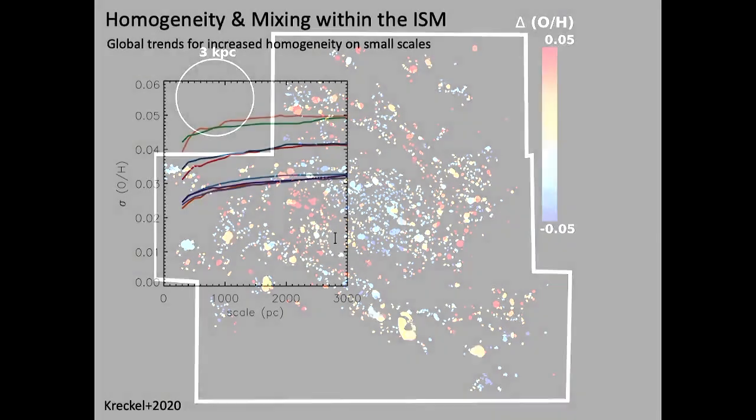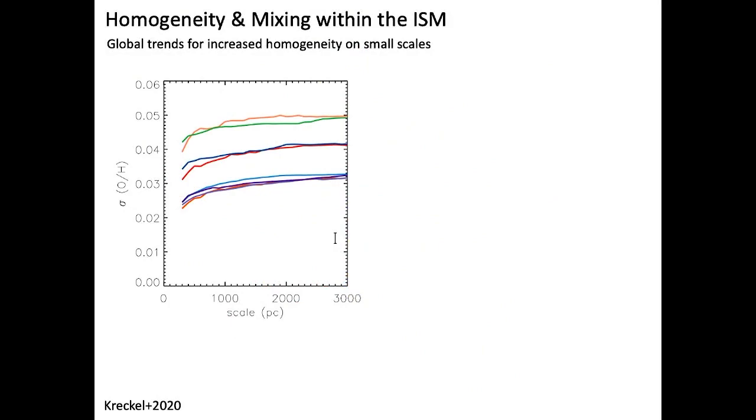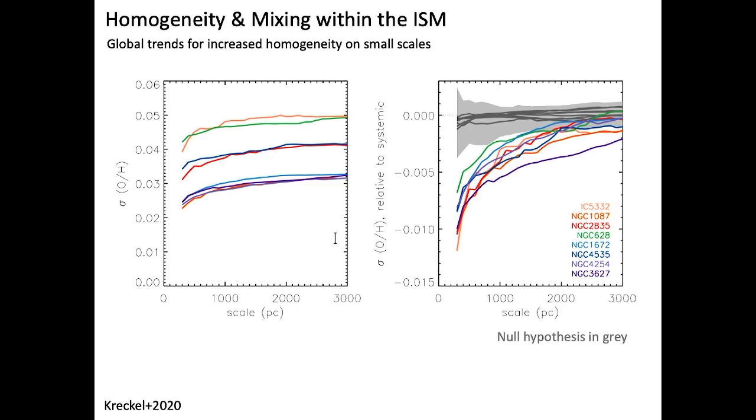So to quantify that, we looked at the scatter in the metallicities as a function of physical scale for an initial sample of 8 of our galaxies. And in all of them, we found that the metals are significantly more homogeneous on these small sub-kiloparsec scales, systematically. I'll come back to the offsets between these, but if you remove that and account for that and compare with the null hypothesis where you randomized all of your metallicity measurements across the disk, then you really see that there's this significant increase in homogeneity on these small scales in all of the disks.